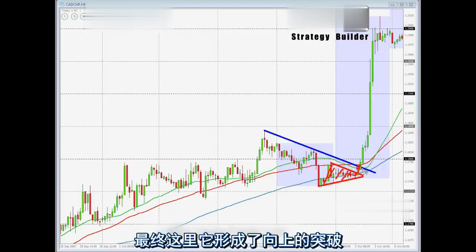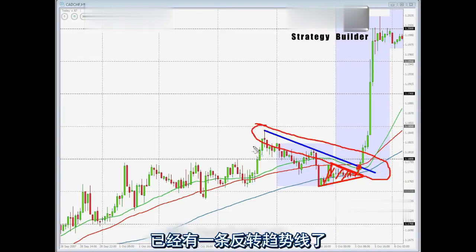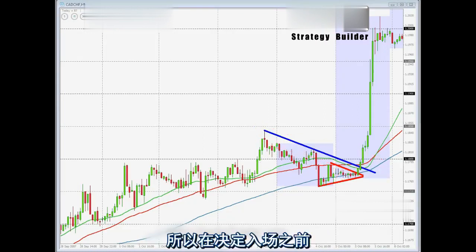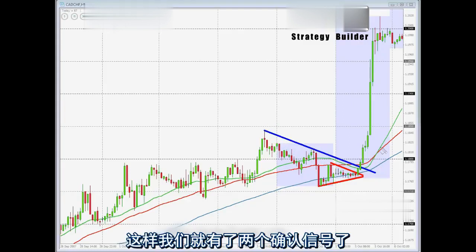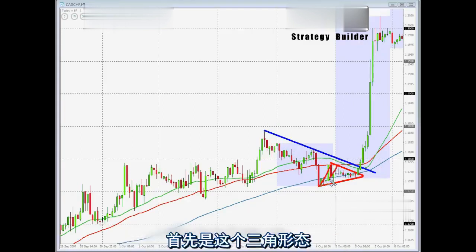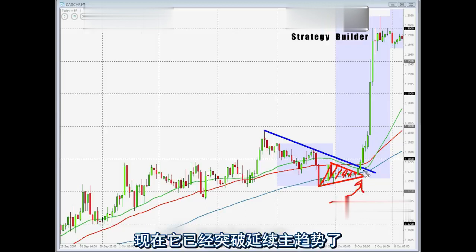It finally breaks up. We have the downtrend, the overall retracement trend line down there. We may want it to give way before taking an entry, so perhaps it might not be a good idea to enter the long entry right there as the triangle gives way. In fact, perhaps it would have been a good idea to wait for the trend line to give way. So we've had two confirmations. Firstly, this very short intraday price action, this triangular formation at a very decision-taking area, breaking in the direction of the main trend.